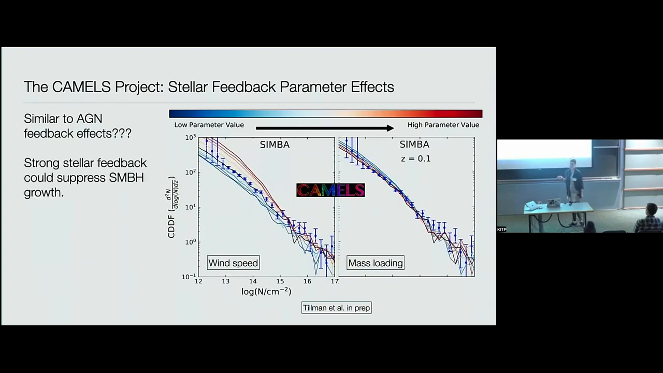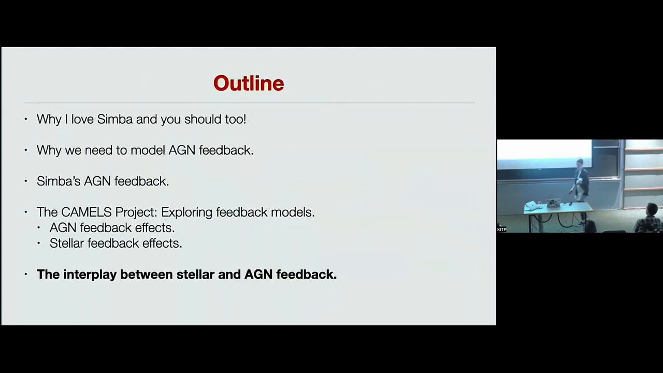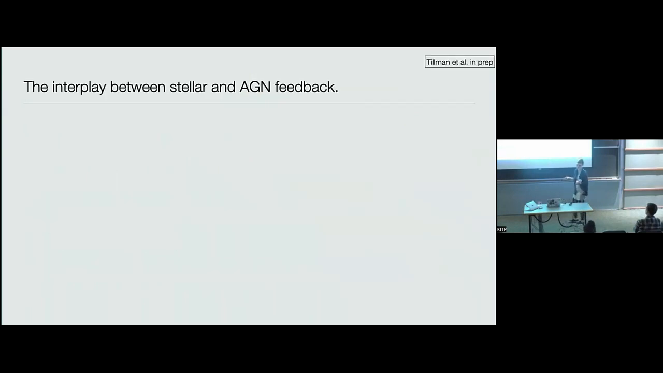So the suspicion that you might have come up with, because everybody here is very smart, much smarter than me: strong stellar feedback could suppress supermassive black hole growth, and that could suppress AGN feedback, and then we'll see the same effects. And this is what we checked. So, checking this, looking at the interplay between stellar and AGN feedback, I'll try to go through this fairly quickly because I'm running out of time.